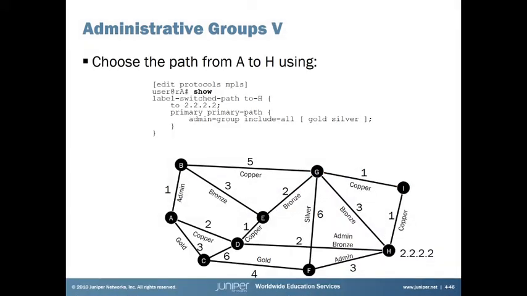Choose the path from A to H using this one, which does include all. So we have to use all the gold and all the silver links going from A to H. Can we use all the gold? So we go down to 3, that's gold. We go from C to F, that was a gold. Going from F to G, we use a silver.